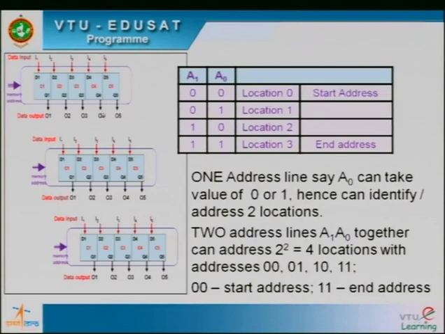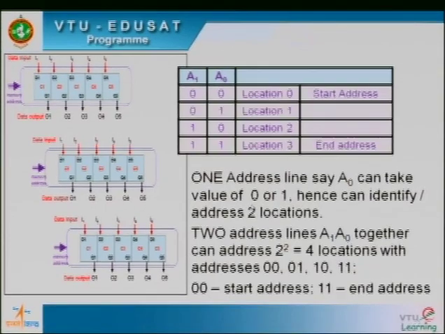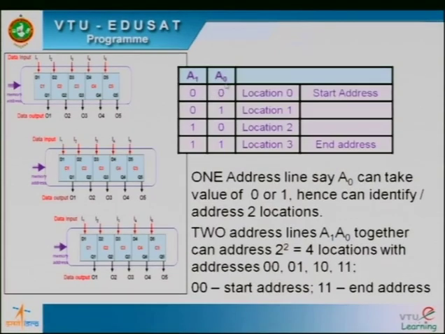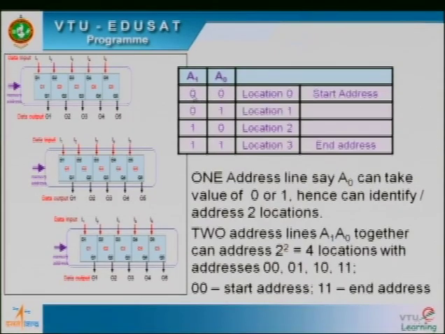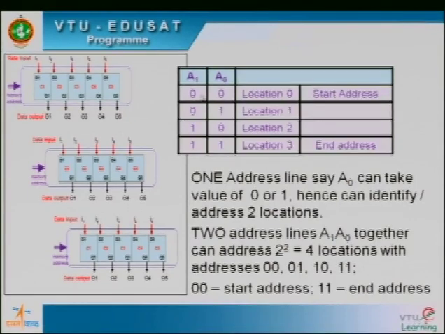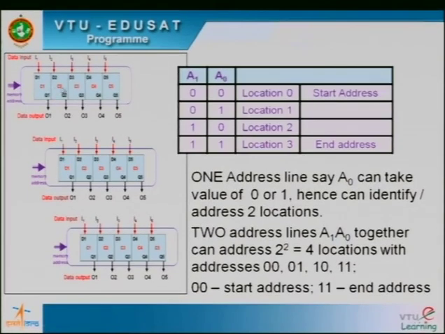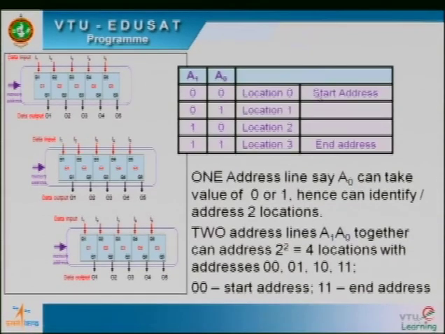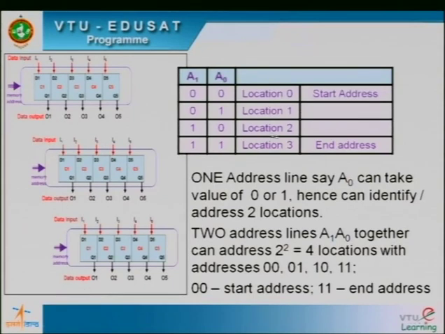memory location. So one address line is not sufficient, as one address line has only 2 values. Whereas if I take 2 address lines, let us say A0, A1, these 2 address lines together can have 4 combinations. What are the 4 combinations? 00, 01, 10 and 11. So each can be one particular location. The combination 00 is known as a start address. So in the memory chip, the first location has an address 00, and that is known as the start address. And the last location will have an address 11, that is known as the end address.